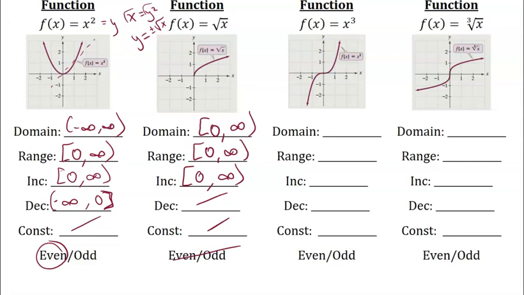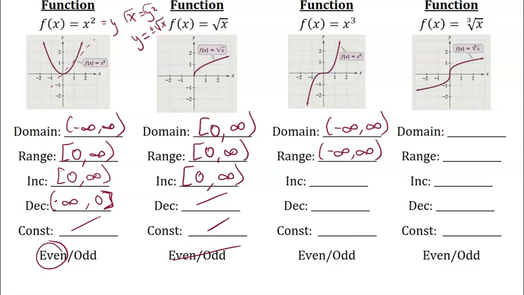Okay. All right. The parent function for a cubic polynomial, y equals x cubed, or f of x equals x cubed, looks like this. And the domain is all real numbers, so negative infinity to infinity in interval notation. The range is the same.